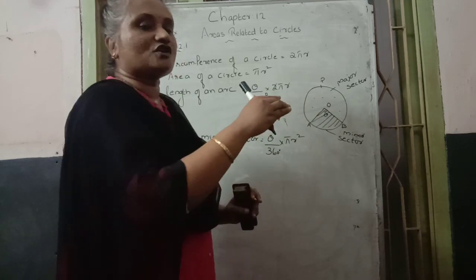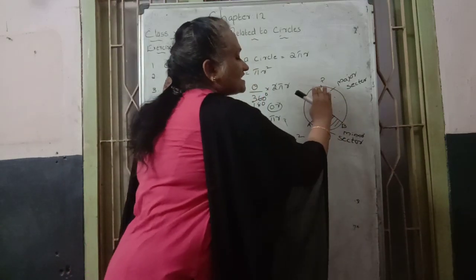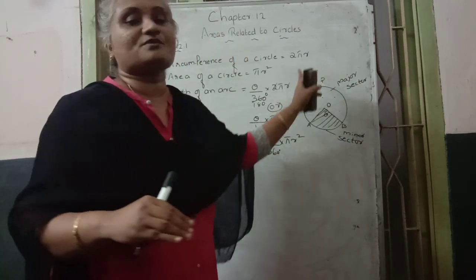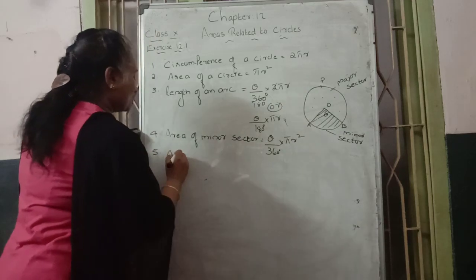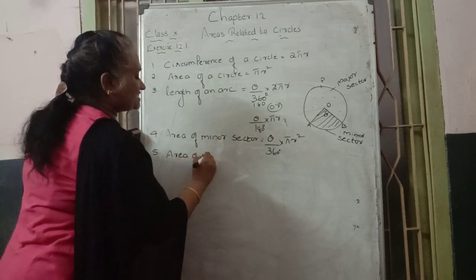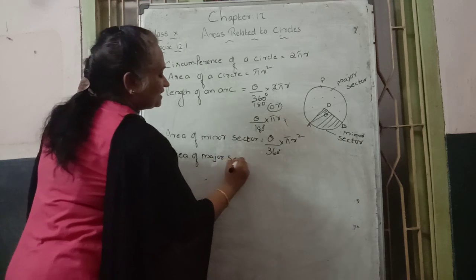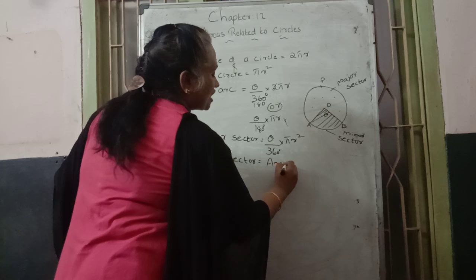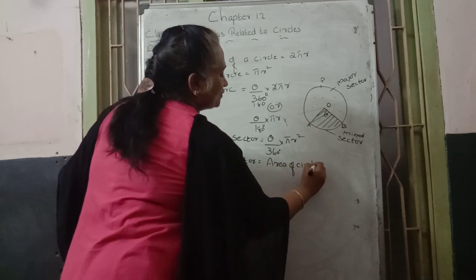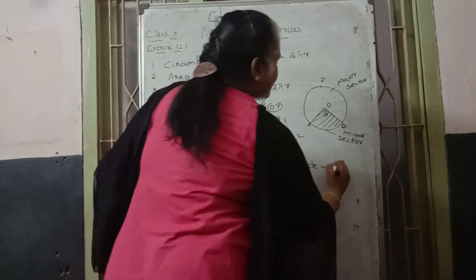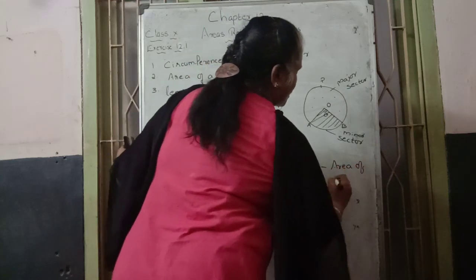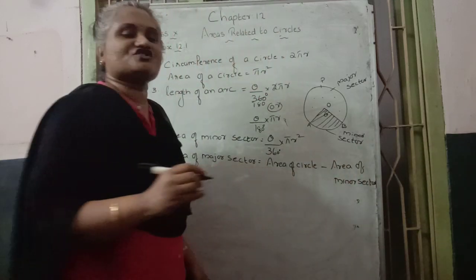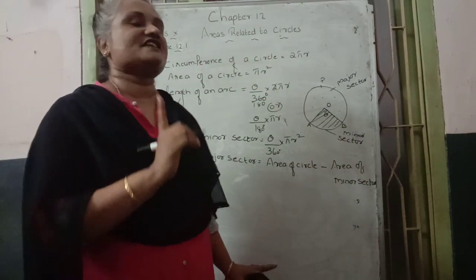So how to form the formula: the area of the circle is subtracted or removed with this minor sector, we get the major sector area. So how to find out the area of the major sector? The area of the circle is subtracted with the area of the sector or minor sector, any word you can use. Usually in questions they use the word sector only, so remember it is the minor sector case.